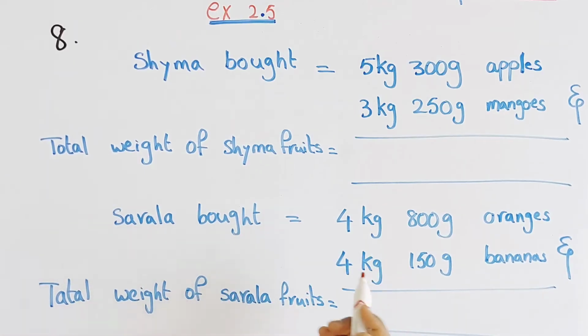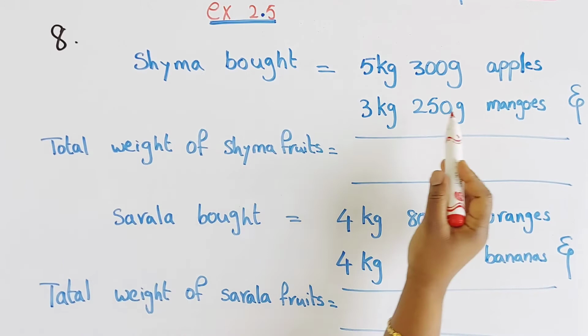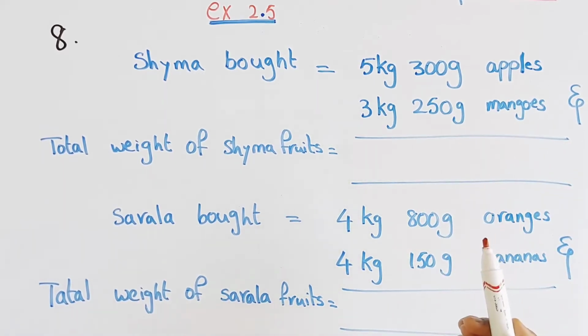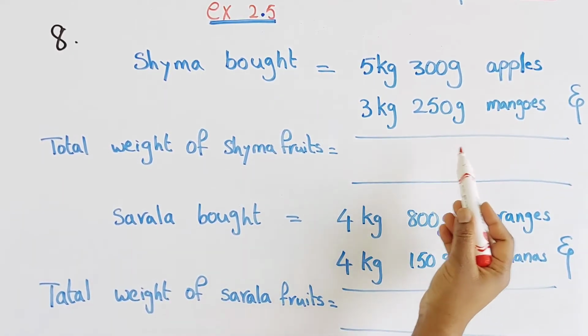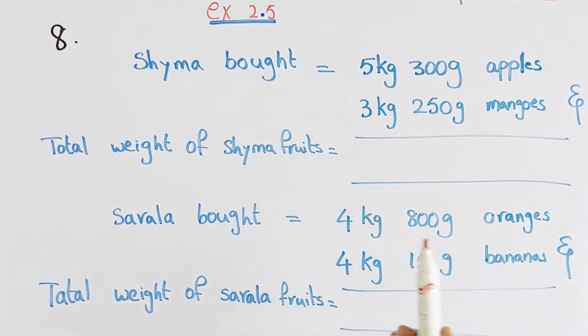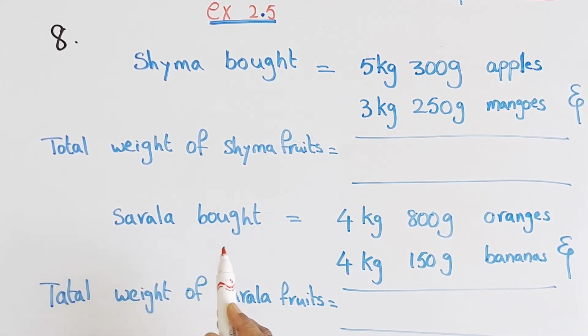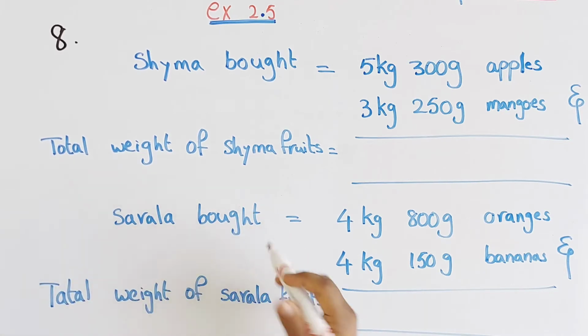Question 8, children. Shyama bought 5 kg 300 grams apples and 3 kg 250 grams mangoes. Sarala bought 4 kg 800 grams oranges and 4 kg 150 grams bananas. So what are they asking? Who bought more fruits? What we have to do? We have to find out the total weight of Shyama's fruits and the total weight of Sarala's fruits and then compare.